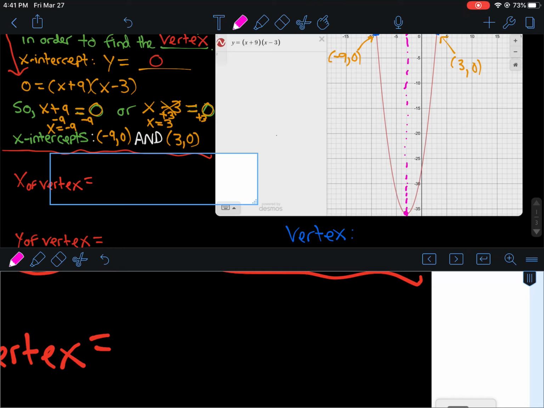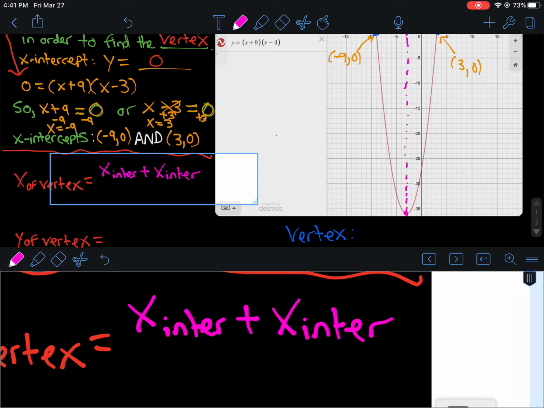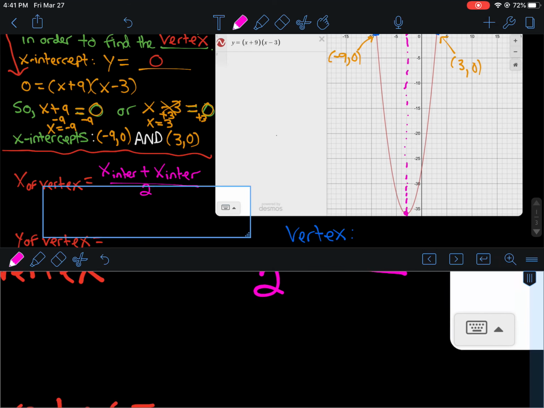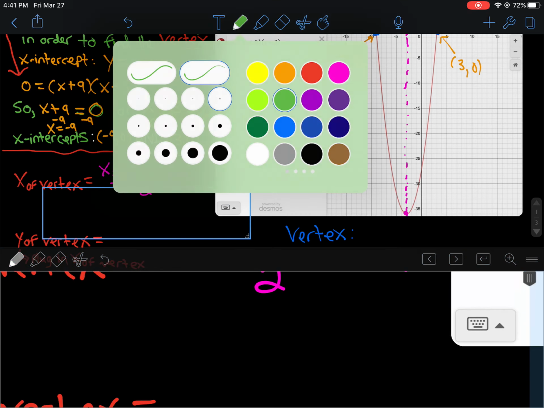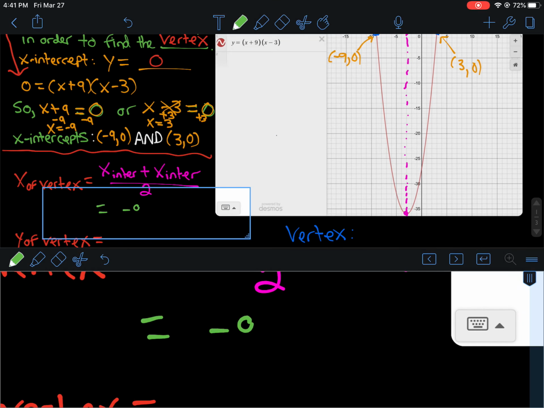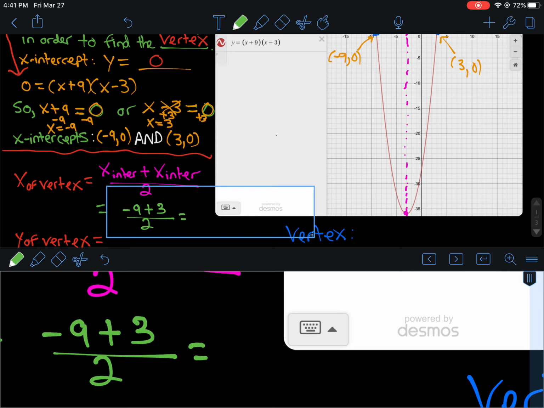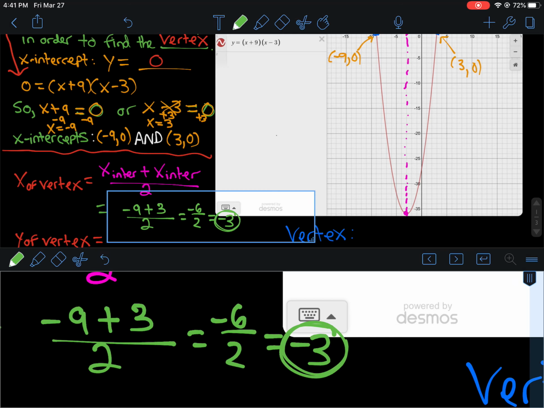So in order to find the average of two numbers, you find both x-intercepts, and then you always divide by 2. So yes, there's always a 2. In my example, we got -9 plus 3, and then we divide that by 2. If you want to go to decimals.com to plug that in your calculator, you can, but that'd be -6 divided by 2, which is -3. So the x of my vertex is -3.